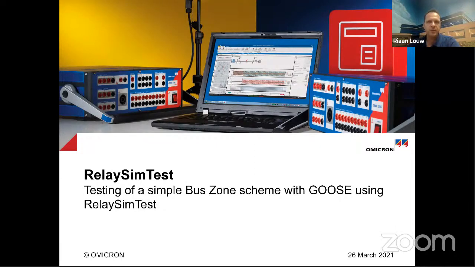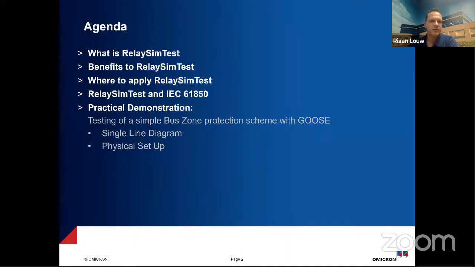Moving on then from there, we can now look at what our agenda for the day will be. So our agenda is obviously to look at what is RelaySimTest for the guys who have not been introduced to it and haven't seen it yet. We'll be looking at the benefits of RelaySimTest. We'll be looking at where to apply RelaySimTest. And then we will look at RelaySimTest and IEC 61850, which is something which is very relevant for today.